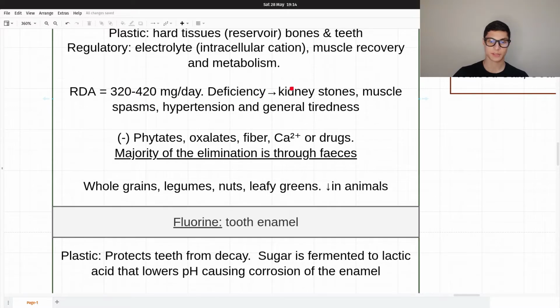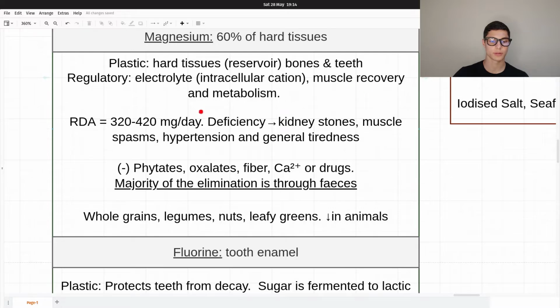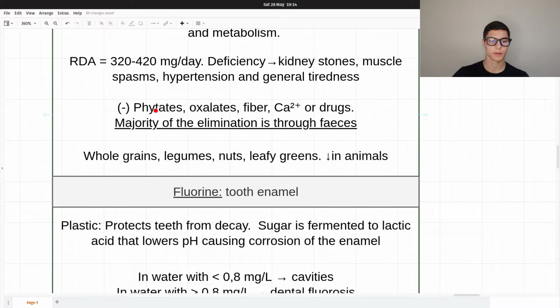The deficiency creates kidney stones, muscle spasms, hypertension, and general tiredness. It's very, very important for muscle, this one. We say that the phytates, the oxalates, the fiber, and also the calcium and drugs can lower the absorption of magnesium. And we have to say that this is the exception, because the majority of the elimination of magnesium is through feces. We find magnesium in whole grains, legumes, nuts. Leafy greens have a ton of magnesium, and it is lower in animal products.